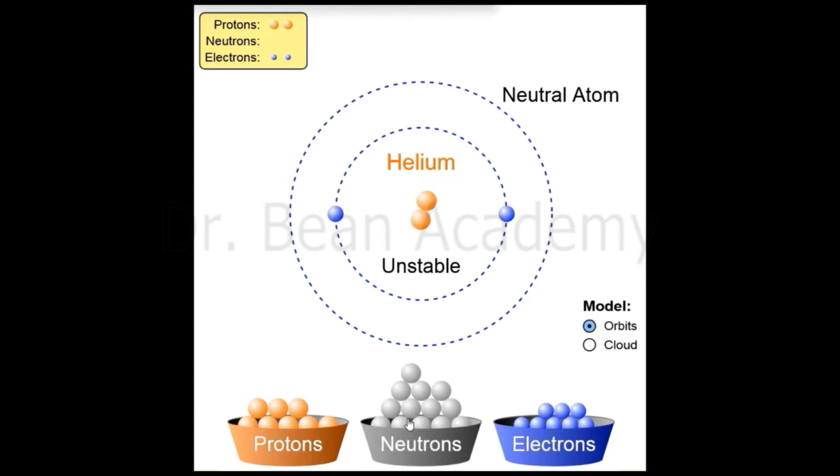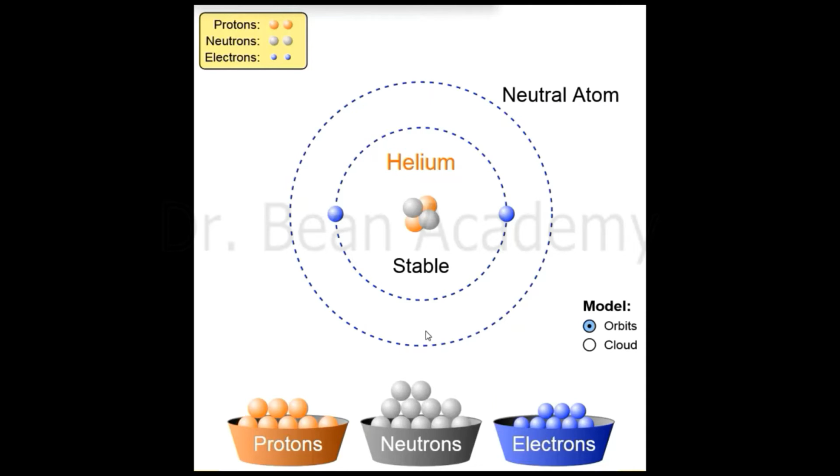So let me add neutrons. I can add one neutron. Okay, now it is stable, and I can add one more neutron. Now it is very well stable, and it is a stable helium atom.